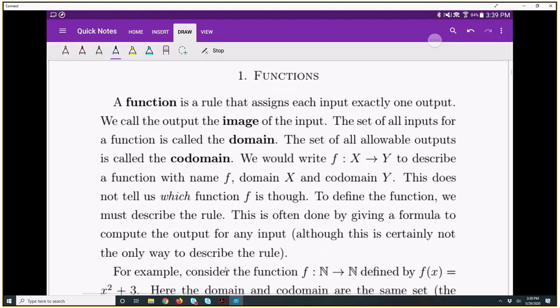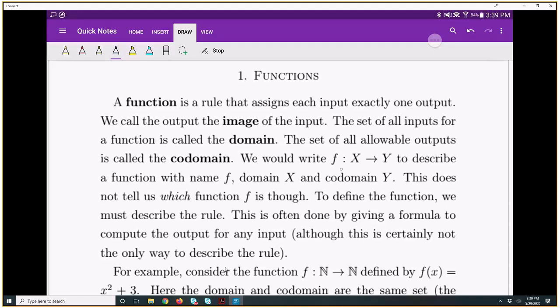We already know this from our algebra class. But we're going to introduce a new terminology here. The set of all allowable outputs is called the codomain. And we'll discuss in just a minute how that's related to our familiar concept, the range. They're not exactly the same. But first, let's look at this notation.